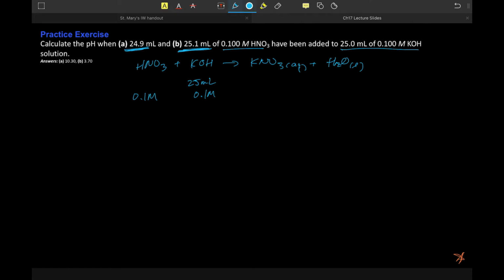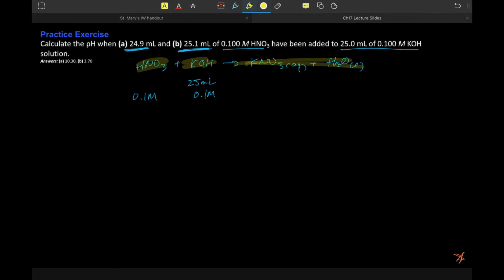Which means that there's a chemical reaction that happens first, and then with what remains, right, because that's what happens. This reaction says that as my acid reacts with my base, it gets neutralized. So first we have to figure out how much is used, how much remains, and then with what remains, we would calculate the pH, right?